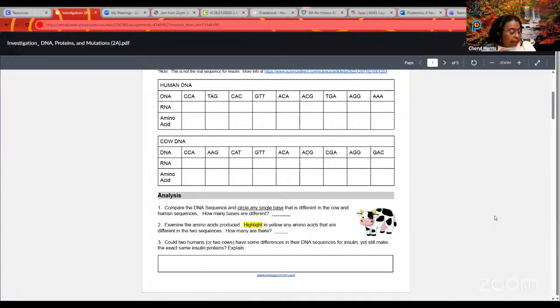All right. Next we have AGG for the human and AGG for the cow, same. And then lastly we have AAA for the human and GAC for the cow. Different. Circle. So how many circles do we have?